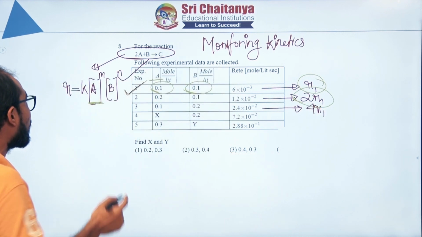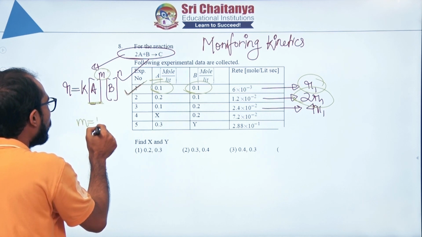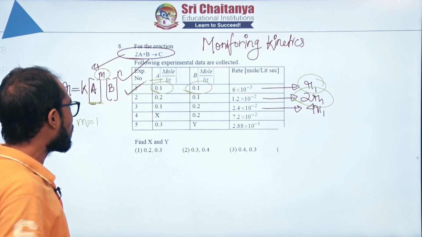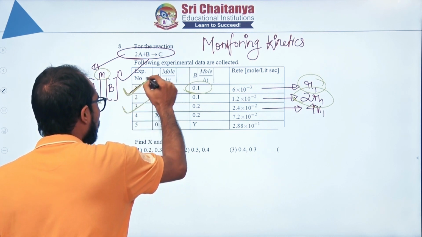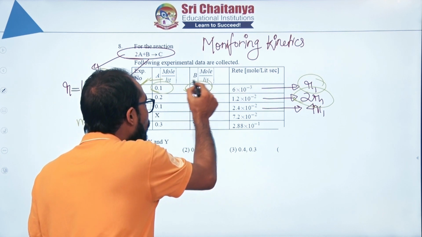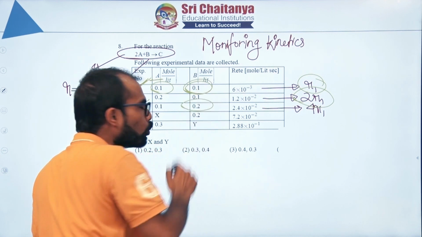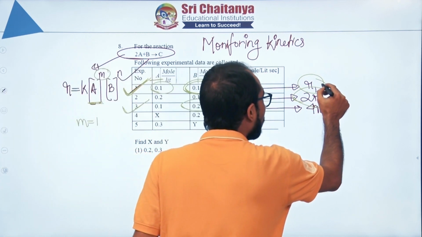So, what is the key here? M is equal to 1. Now, again pay your attention and compare 1 and 3. When you compare 1 and 3, you are doubling the B. See, B is 0.1 here and B is 0.2 here. You are doubling the B, and when you are doubling the B, you see the rate became 4 times.